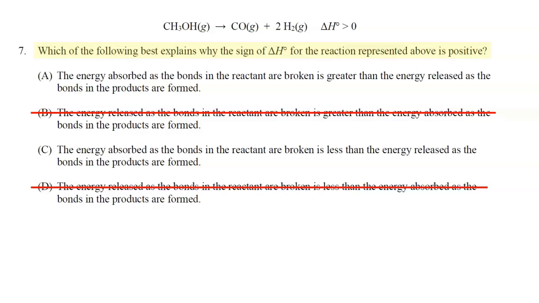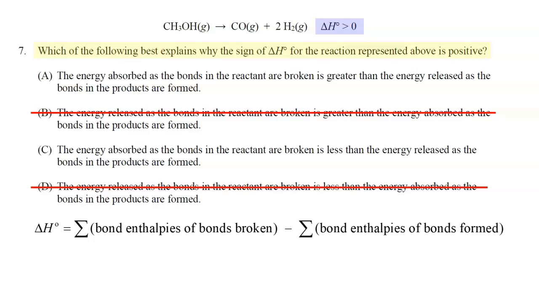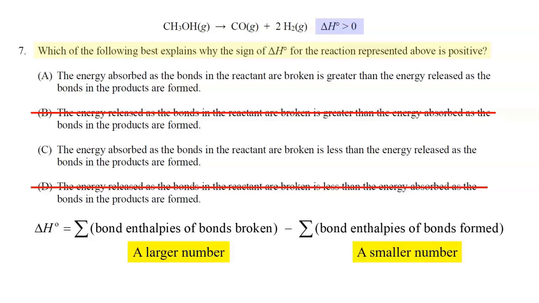Now, comparing choices A and C, the only major difference is one says greater than, and the other says less than. So here we have a delta H for this reaction, which is positive. That means that if delta H is positive, the sum of the bond enthalpies of bonds broken must be a larger number, and the sum of the bond enthalpies of the bonds formed must be a smaller number.